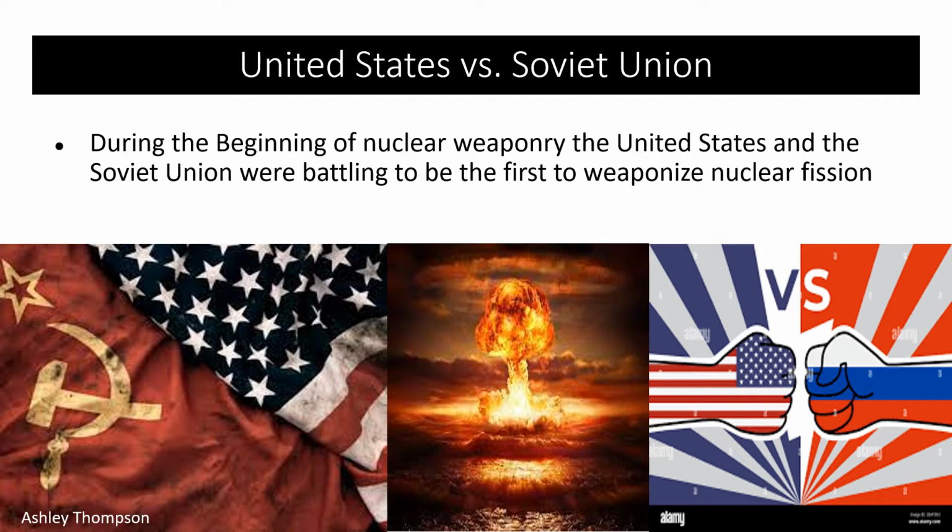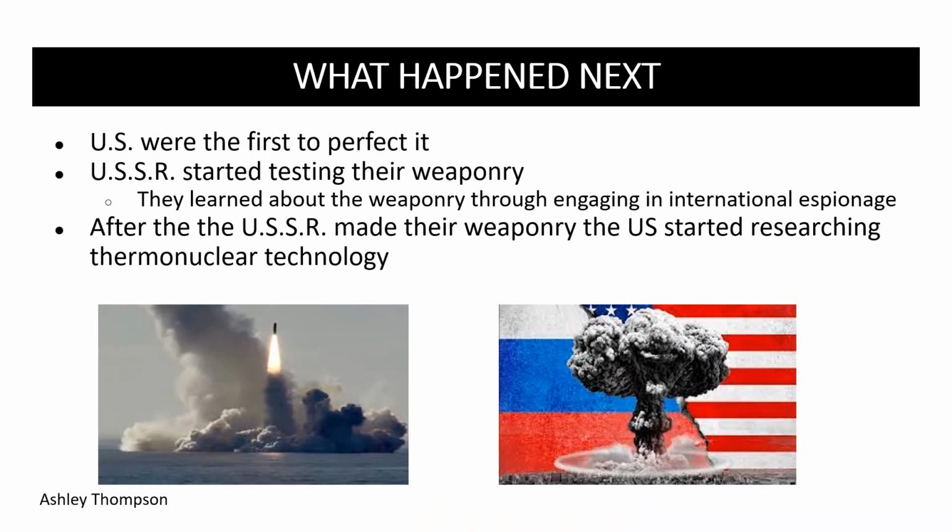A period of nuclear proliferation followed that war, and during the Cold War, the United States and Soviet Union vied for supremacy in a global nuclear arms race. You might be asking yourself, what happened after this? Well, for years the U.S. were the only ones with weaponry after World War II, but then the USSR gained the intel and were testing their nuclear weapons by August 29, 1949.